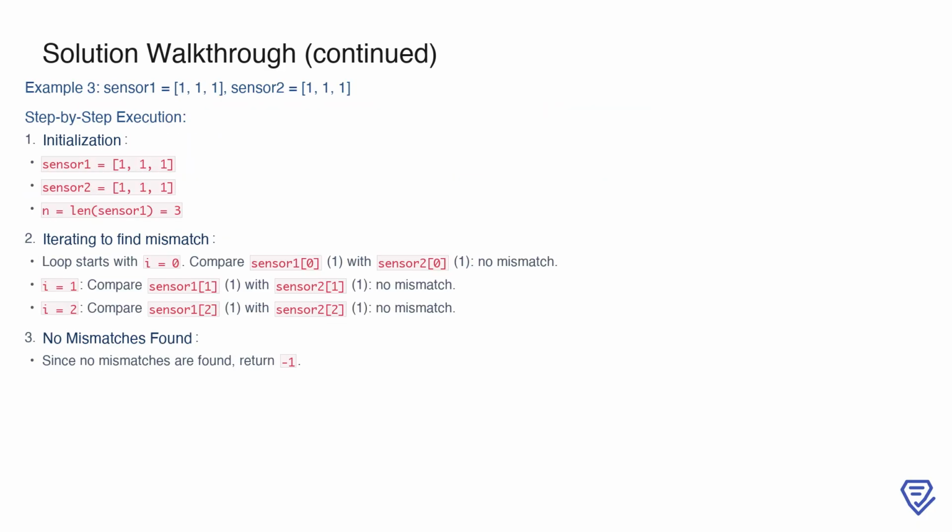In the third example, both sensor 1 and sensor 2 are [1, 1, 1], with n equals 3. The algorithm starts iterating through the arrays. At index 0, the values are both 1. At index 1, the values are again both 1. At index 2, the values are still both 1. Since no mismatches are found throughout the arrays, the algorithm concludes that no faults exist. In this case, the result is -1 to indicate the absence of any discrepancies between the sensors.